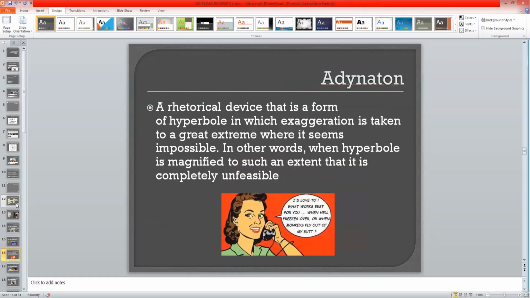Adynaton basically is when you're doing a hyperbole, but the exaggeration is very extreme. It's impossible. The hyperbole is magnified when it's completely unfeasible. It's on the same level of making euphemisms, right? So the example here is, what works best for you? When hell freezes over, or when monkeys fly out of my butt? So both of those are extreme hyperboles, but they're also terms that we're all familiar with, right? Terms that we've seen people use, like raining cats and dogs or whatever. So it's extreme hyperboles that we put in to emphasize the fact that it is impossible.